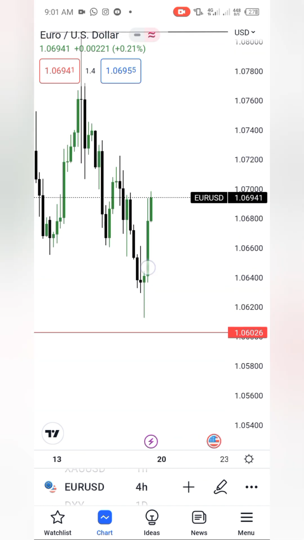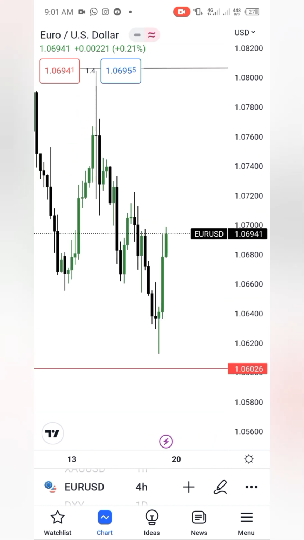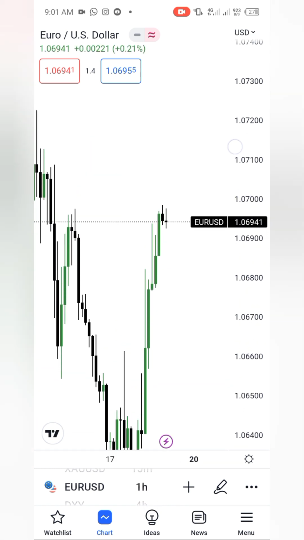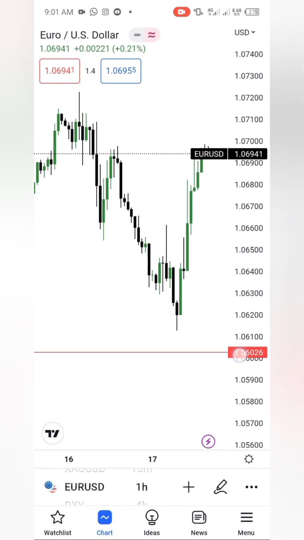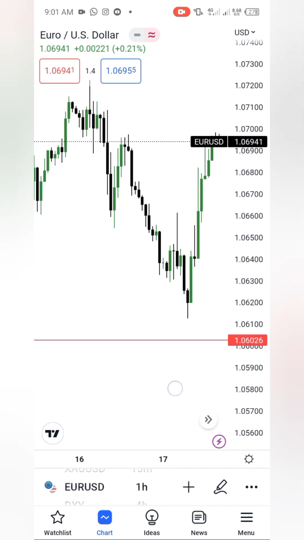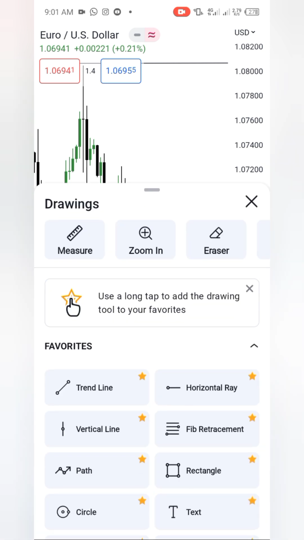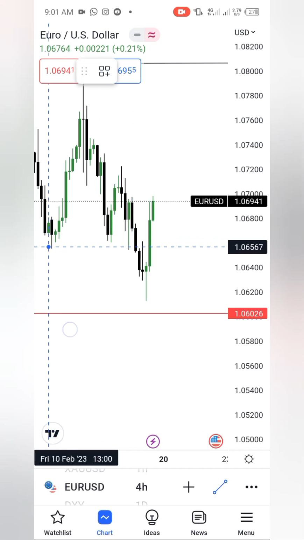So I'm thinking maybe it's ending. Let me check the 1 hour. Let's check the 1 hour. I've not seen a reasonable price displacement. This is the 4 hour. This is how to find the buyers, for those who ask about buyers.